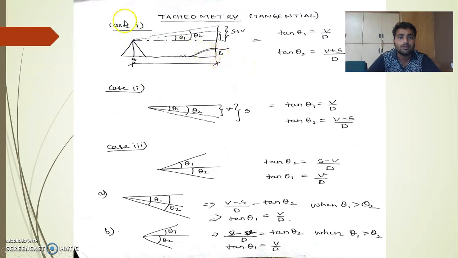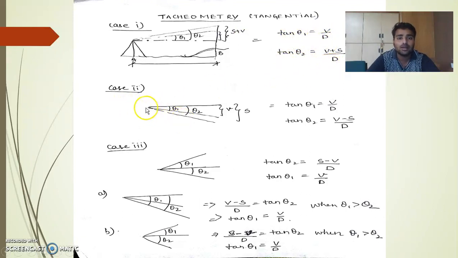Formulas are these: case 1, case 2, and case 3, where the angle is measured from the axis of the instrument as well as the reduced level of the staff. In case 1, both angles are above the axis, so we use the formula tan theta 1 is equal to v by d, tan theta 2 is equal to v plus s by d.